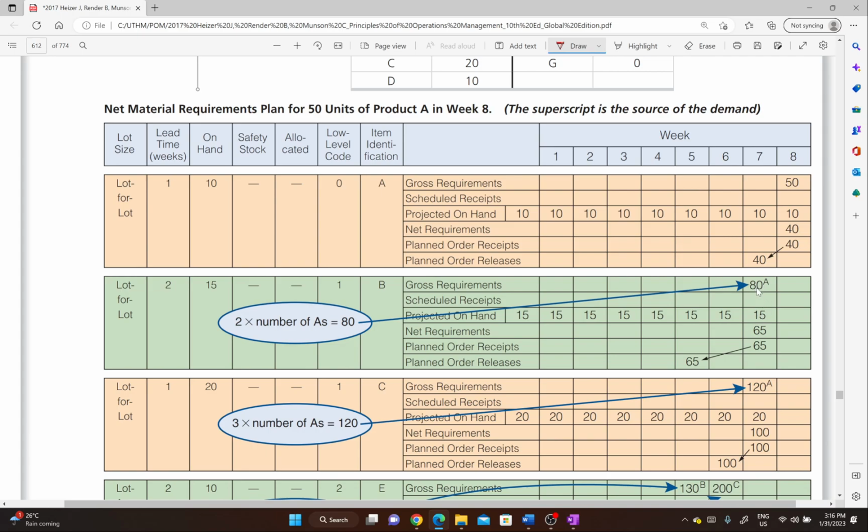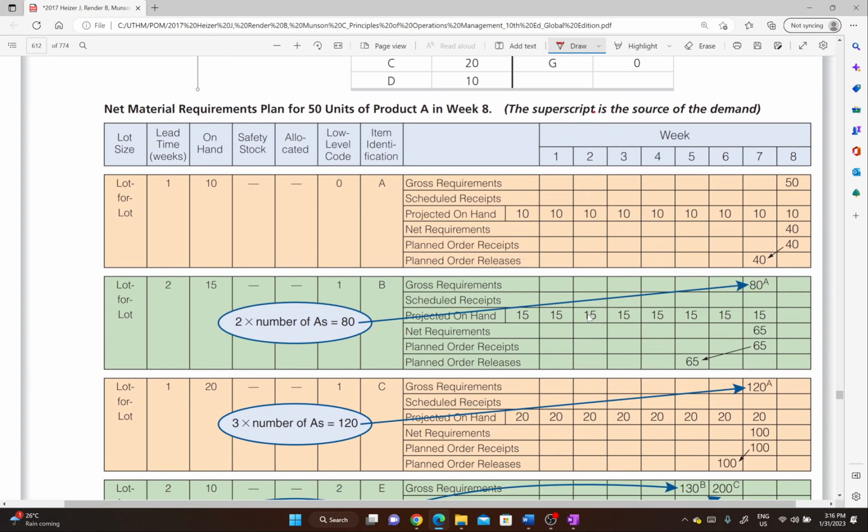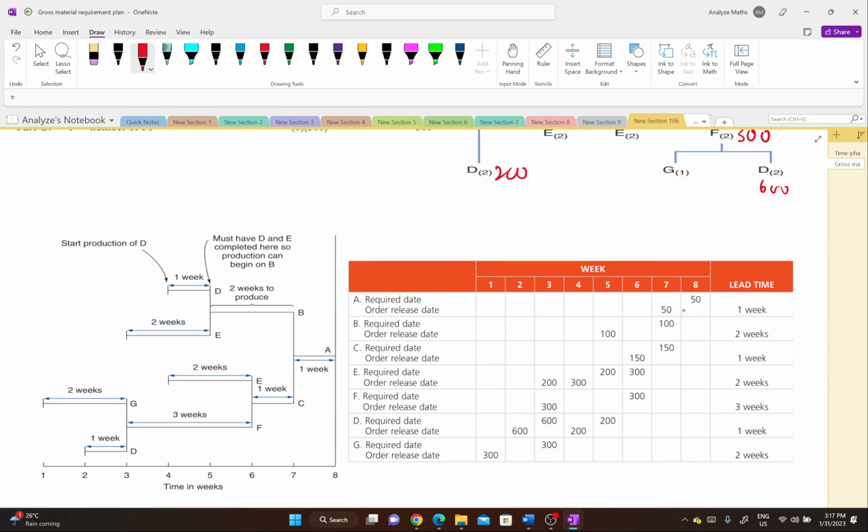Now we only need 80 here, but in B we already have 15 units on hand in our inventory. So same thing as what we did for A, all the way put 15 until week 7, minus, net requirement is 65, you order 65, and you assemble 65 here, that is week 5. Okay, the time for order and receipt is almost the same thing as the gross requirement we saw just now, the required date and order release date are the same thing.